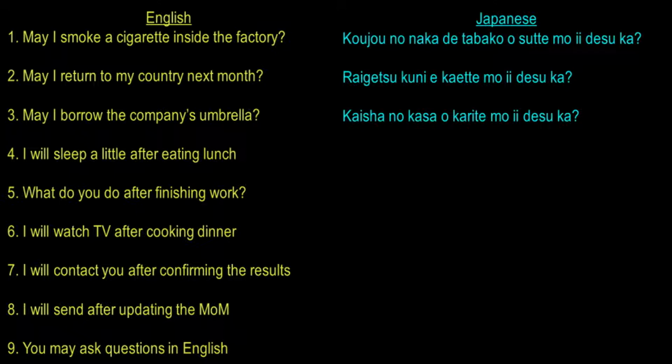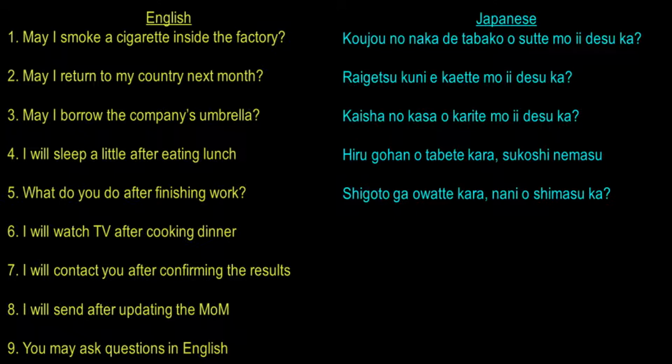Let us go to the fourth sentence. Lunch is hirugohan, eat is tabemasu, little is koshi, and sleep is nemasu. There are two verbs, tabemasu and nemasu, and we have to use the te form of the first verb. So the translation will be hirugohan no tabete kara skoshi nemasu. Let us go to the fifth sentence. Work is shigoto, finish or get over is owarimasu, what is nani, and do is shimasu. There are two verbs owarimasu and shimasu, and we have to use the te form of the first verb. And since it is a question, it has to end with ka with a rising intonation. So the translation will be Shigoto ga owatte kara nani o shimasu ka?